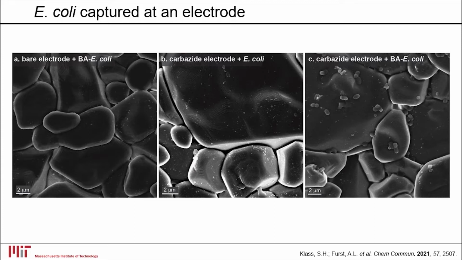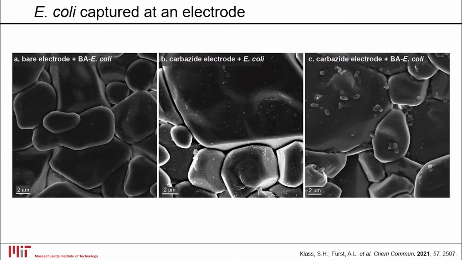So we could image our electrodes. Shown here are just 3 different images by scanning electron microscopy of our gold electrodes. The pebbly looking areas are different regimes from these screen printed electrodes. And we can see if we have the bare electrode and boronic acid modified E. coli, we see no binding to our surface.